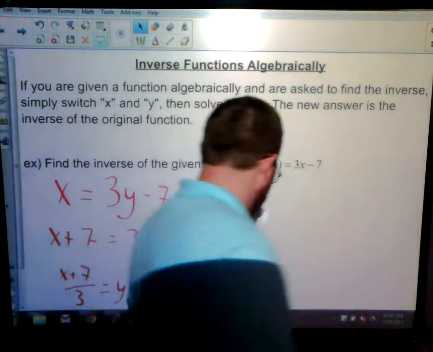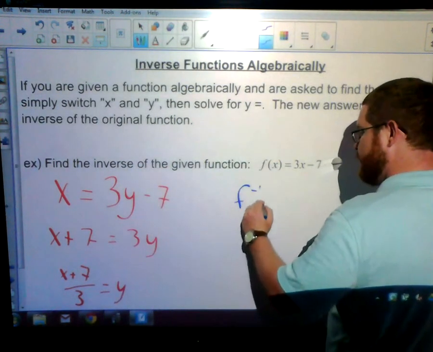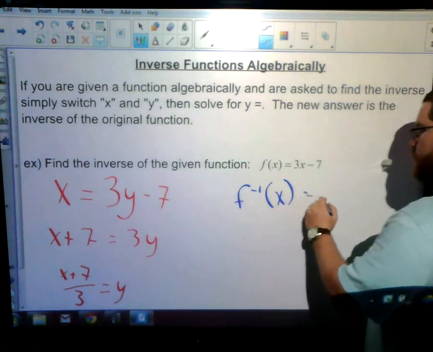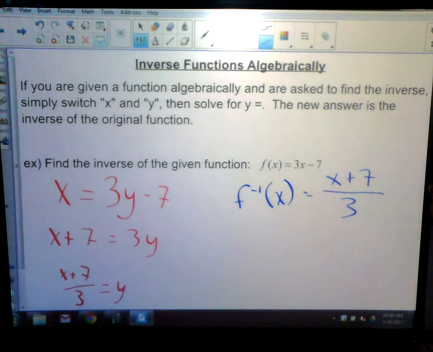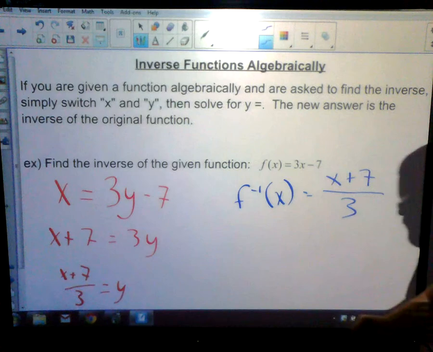Now let's write it correctly. f inverse of x equals x plus 7 over 3. So I solved for y. I switched x and y. I solved for y, and then I rewrote it as an inverse.